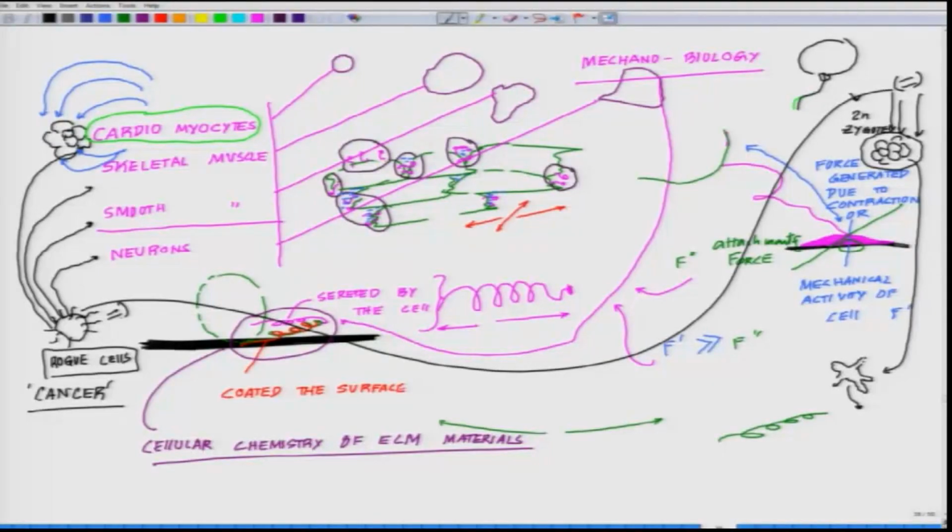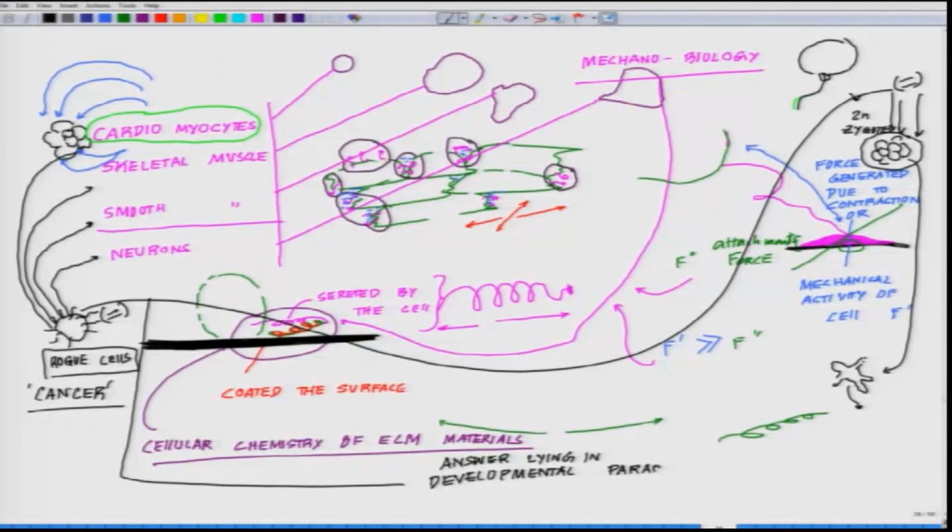So, that brings us to a very different way of looking at cancer. Is it a developmental disorder? Or maybe not the right word, because developmental disorder is used with very different connotations, but the answer may be lying in the developmental paradigm. Let us put it like this. Instead of borrowing any word from anybody, let us put it like this.